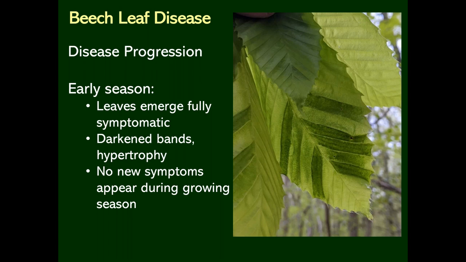So it's important to understand that early season, the leaves emerge fully symptomatic. And those are the only symptoms that you will see. The only portions of leaves that are symptomatic upon leaf out are the only symptoms you'll see for the entire season. The bands, this darkened banding, especially when you're looking at the undersides of the leaves with light from behind. So looking up into the canopy, we'll see what I mean by hypertrophy, the heightened growth, and no new symptoms appear during the growing season. That's important, and it's also important when we get into talking about the causal organism, which is not an insect, by the way.